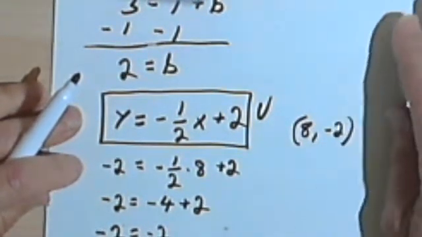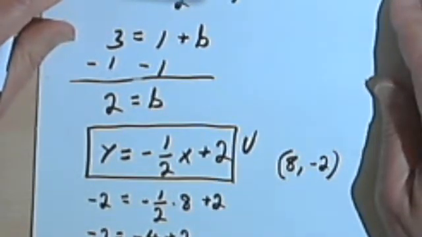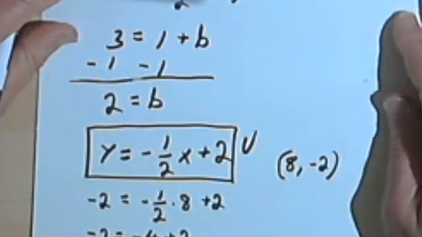Okay, so that's one way to do this. There's another way using the point-slope form of the equation, and I'll do that in a second video.